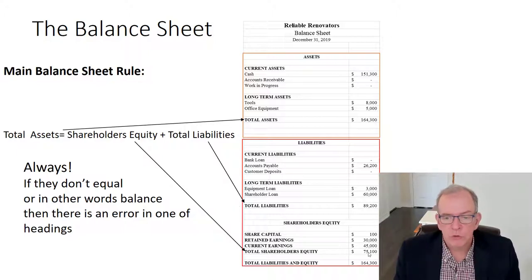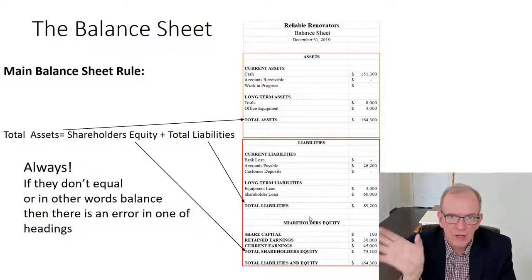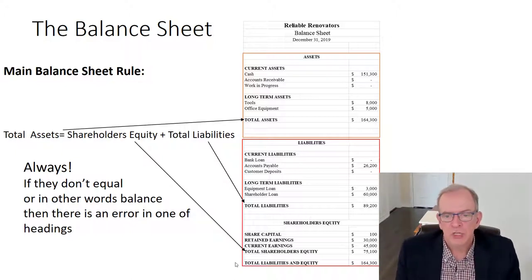So this adds up to total shareholders' equity, and that's showing 75,100. So if I take 75,100 and I add 89,200, I should get 164,300. So this is the balancing side. You've got assets on one side and you've got liabilities and shareholders' equity on the other side. So think of those scales, those balancing scales that we mentioned, and they always need to balance. On one side, we've got assets. On the other side, we've got liabilities and shareholders' equity.